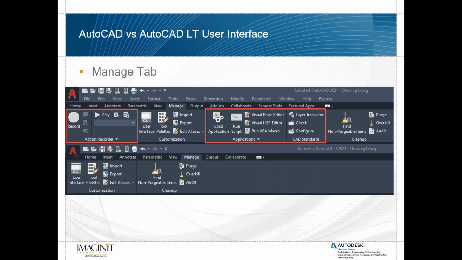AutoCAD in the Manage tab. So you have an action recorder in AutoCAD that you don't have in AutoCAD LT. So you can actually record actions and play them back. You also see here you have the applications. This is where you can load applications, Visual Basic, Visual Lisp, run VBA macro. Those are all those customized API pieces here. And then you have your CAD standards with your layer translator where you can check and you can configure CAD standards.